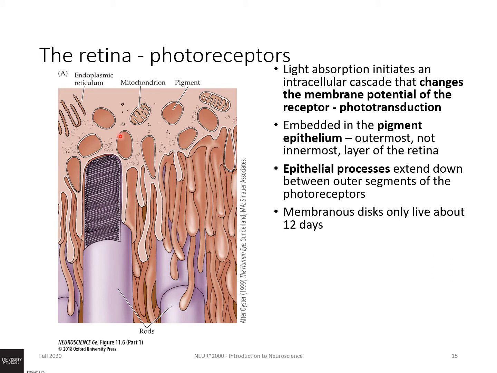As I've said a few times, they are embedded in the pigment epithelium, which is the outermost layer of the retina. The light has to travel through non-light sensitive cells in order to reach these photoreceptors. And these epithelial processes extend down between the outer segments of the photoreceptors and keep them healthy. The discs that form the photoreceptors only live about 12 days.